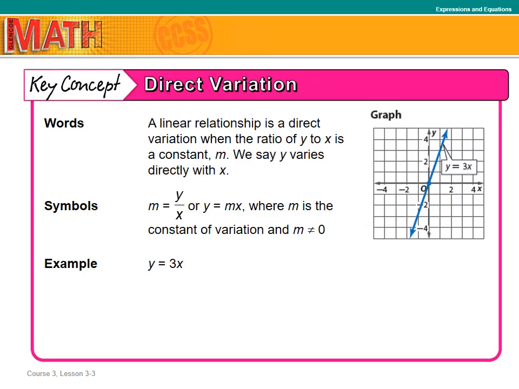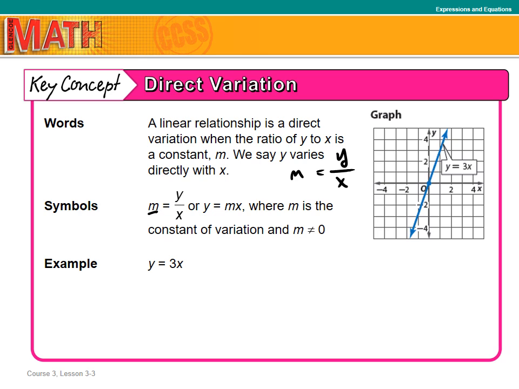So direct variation, what is that? A linear relationship is a direct variation when the ratio of y to x, here's my ratio y to x, is a constant m, or equal to m. And again, m represents our slope, our constant, and that does not change. So we say y varies directly with x. In symbols, m equals y over x, or we can say y is equal to m times x, where m is the constant of variation and m does not equal 0.